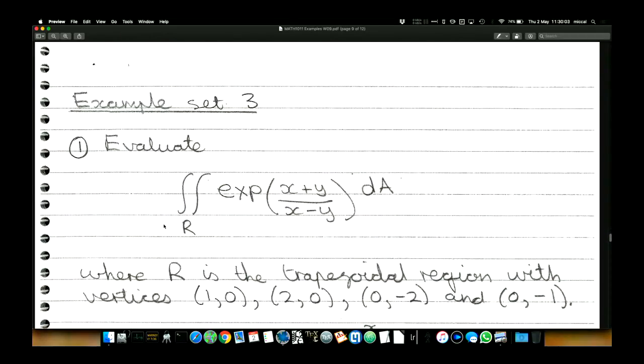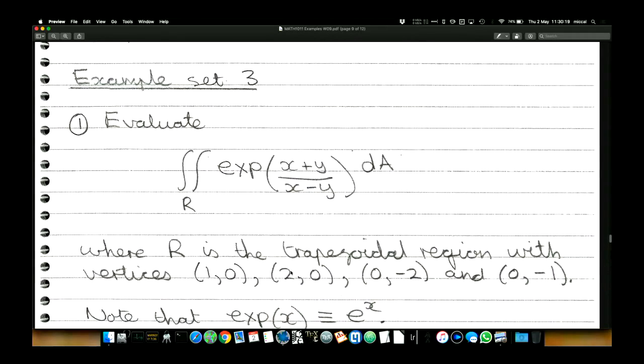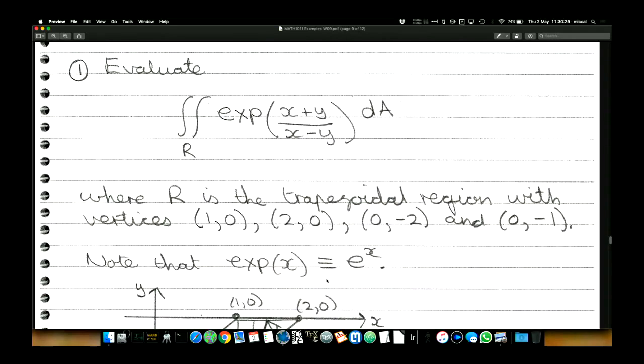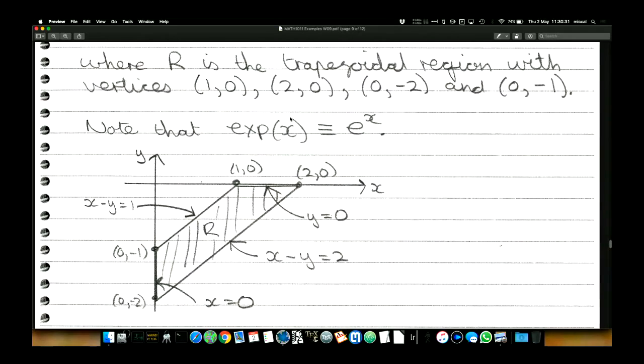Let's have a look at this one. I will not give you one like this. Or let's say I'm not, but if I was, I would give you a hell of a lot of hint with this one. Let's say we've got to evaluate this double integral over a trapezoidal region with those vertices. And I'm using exp for the exponential function. So I've got to integrate that over that region.